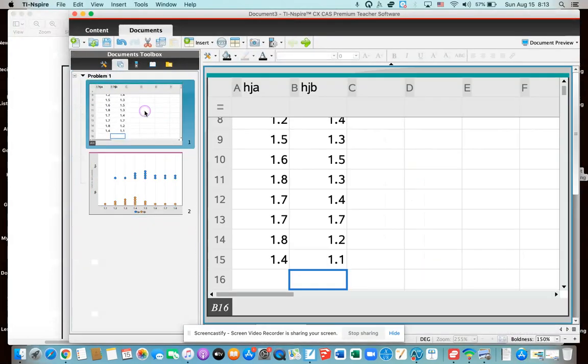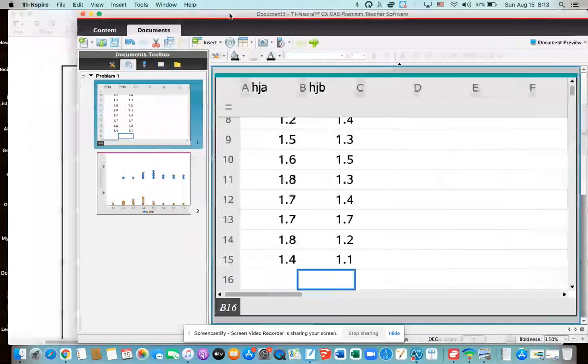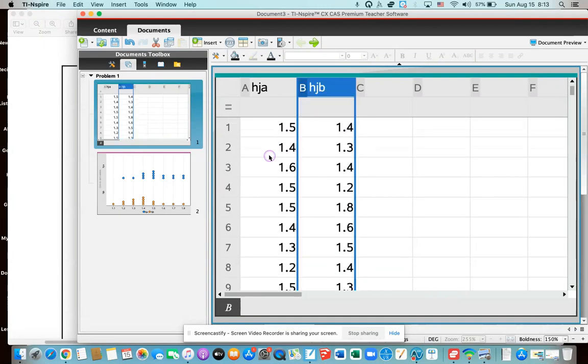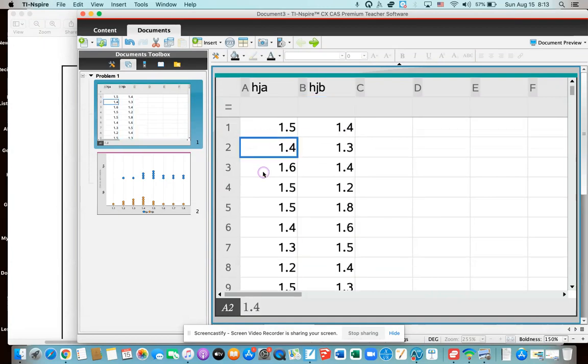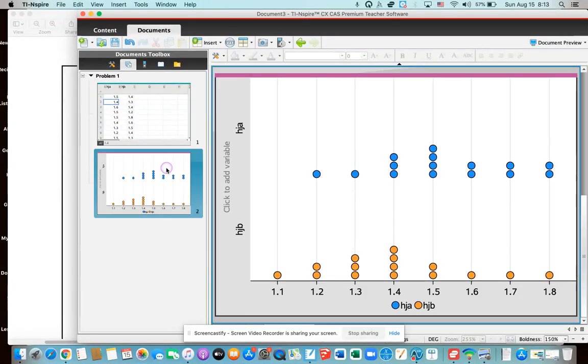A lot of times you'll see things. I put some numbers in my TI Inspire here for high jump. You'll see we're going to use a spreadsheet a lot. So I put in a spreadsheet. These are just meters for the high jump, let's say high jump A and high jump B. And I just put in a whole bunch of numbers, 1.5 meters, 1.4 meters, 1.6 meters. But to display that, we have different choices. We have a dot plot like this.